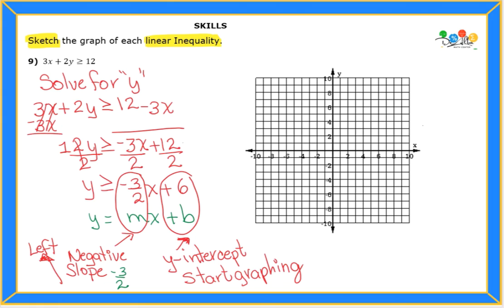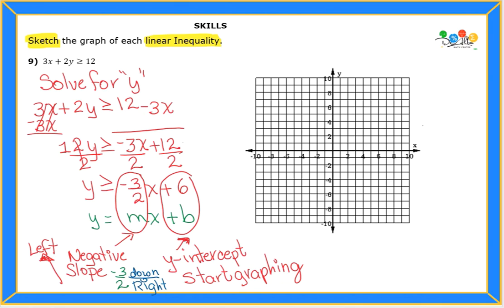Okay, and I want to write down what is the rise and the run for that. Okay, so since the 3 is negative, that means that I am going to go 3 down. And since the 2 is positive, I'm going to go 2 to the right. Okay, so far so good?